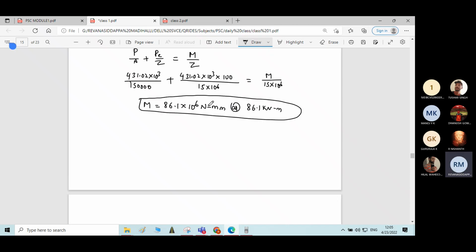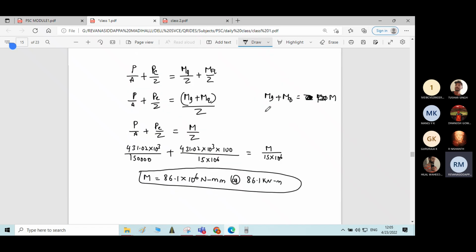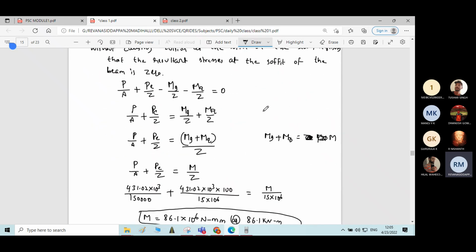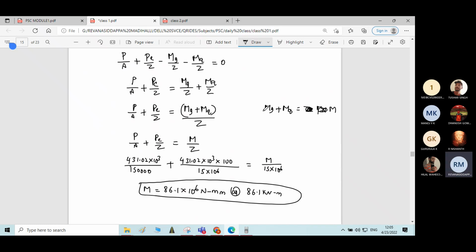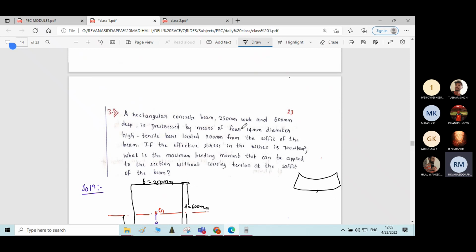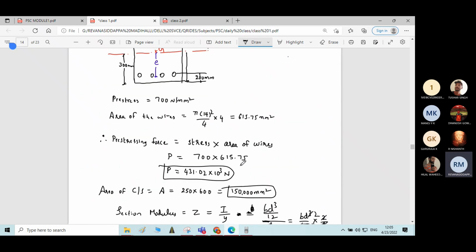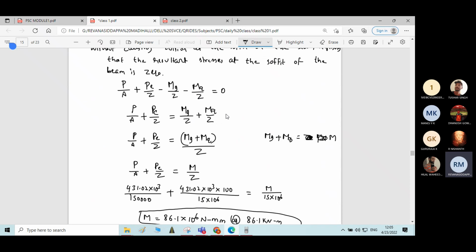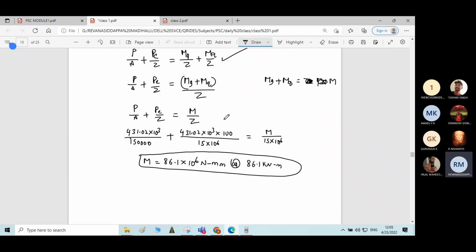With a maximum bending moment of 86.1 kilonewton meter, there won't be any stresses at the soffit of the beam. That is the meaning. Whenever he says the resultant stress at the soffit of the beam is 0, you need to take this condition. You can take the bottom equation or the top equation, any equation, and solve for the required parameter. So this completes the problem.